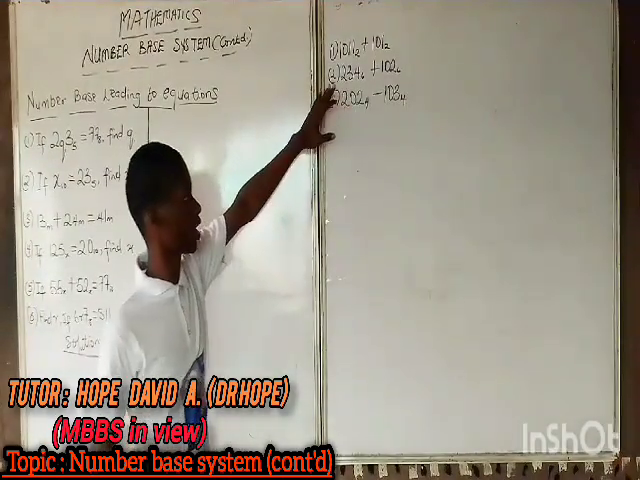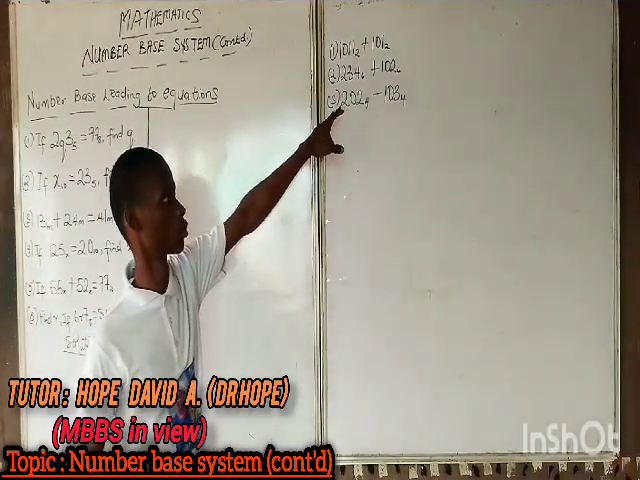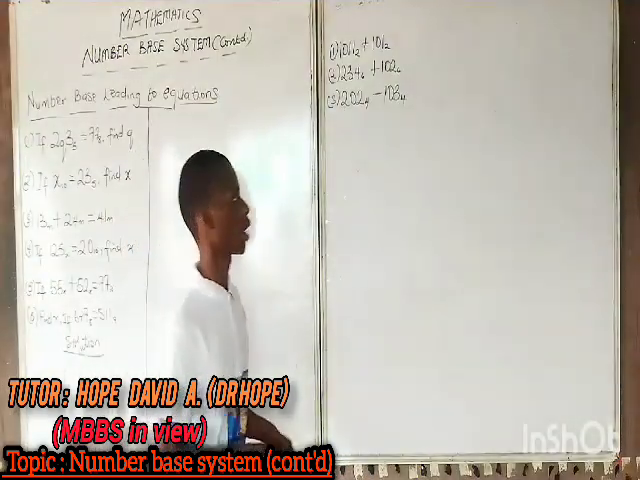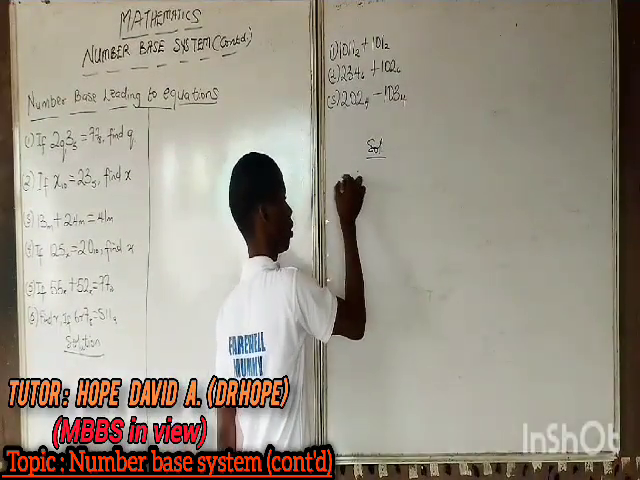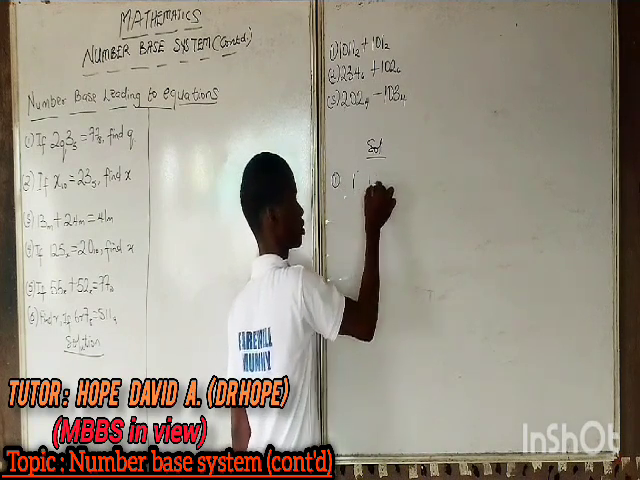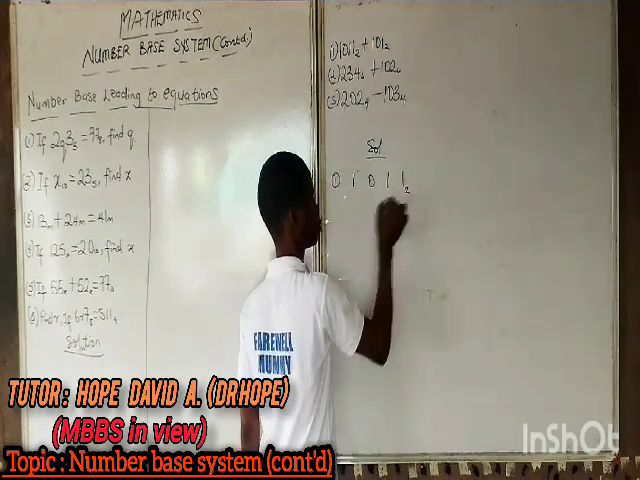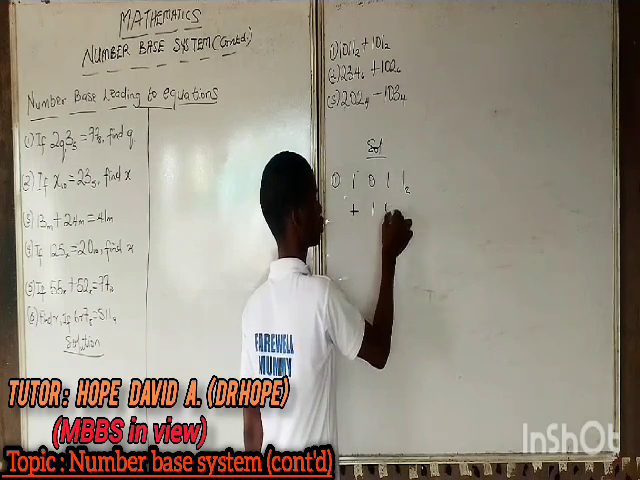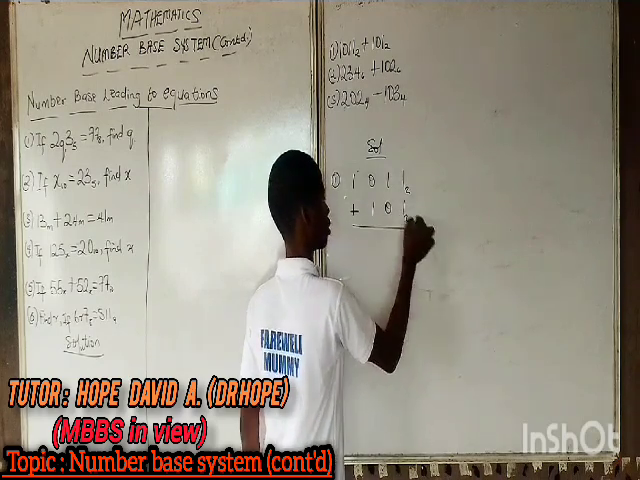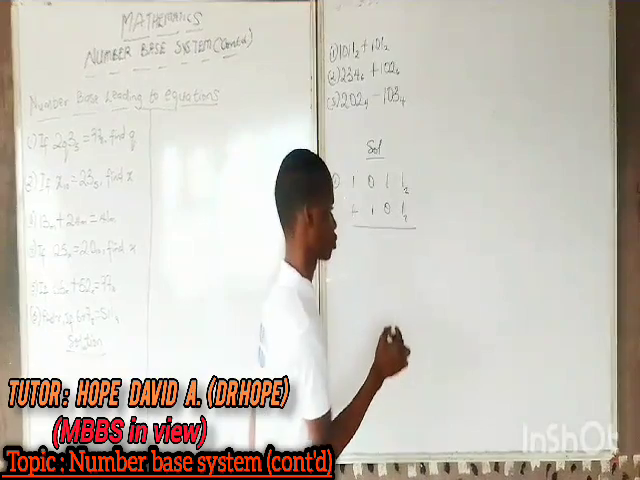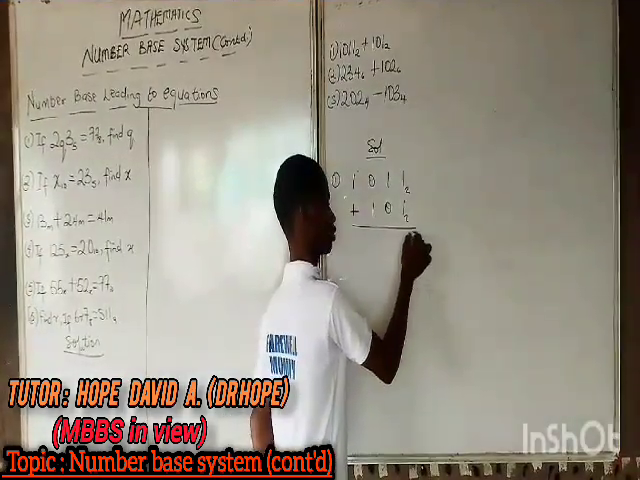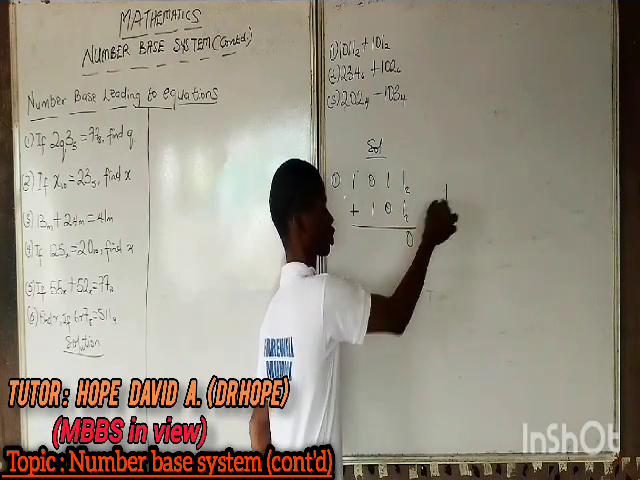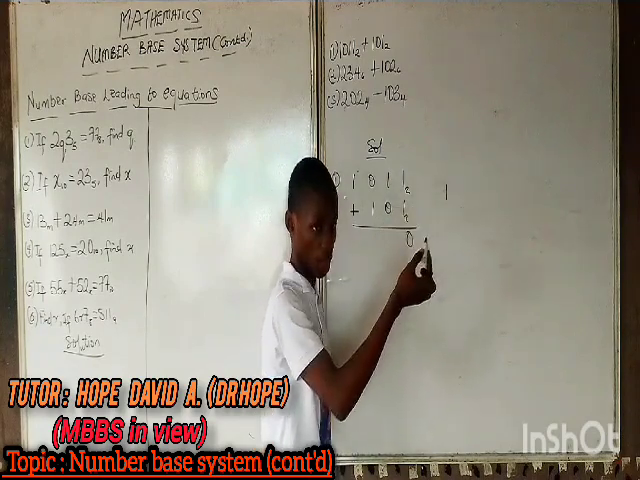Now we have 1011 base 2 plus 101 base 2. We have to add them. 1 plus 1 is what? 2, right? 2 divided by 2 is 1 remainder 0, so we write down 0 and carry 1. Then 1 plus 0 is 1.